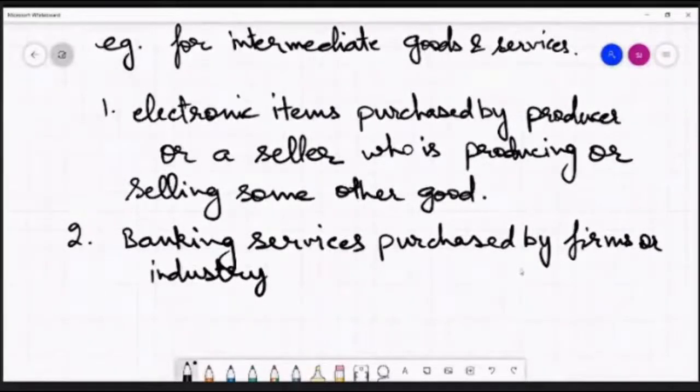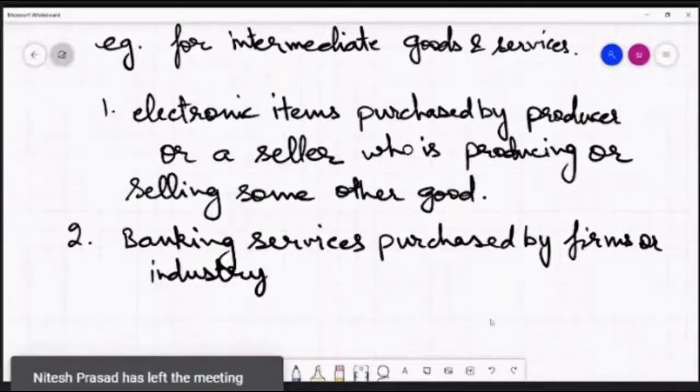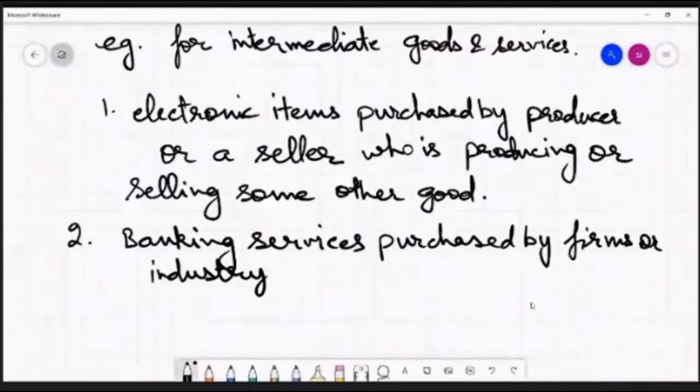Okay, so national income accounting, through considering final goods and services, always tries to avoid the chances of double counting. I hope now it is clear.